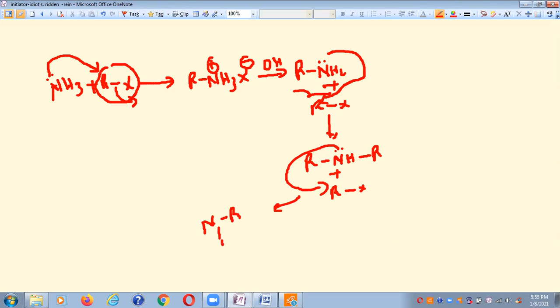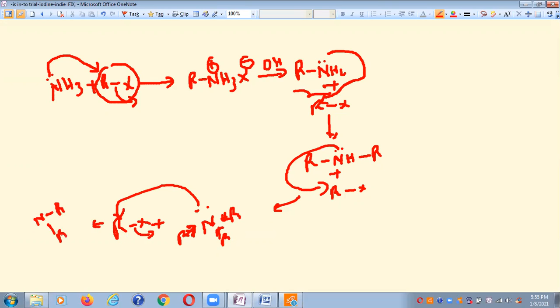Tertiary amines are more basic, because these alkyl groups on the nitrogen are plus I groups. This plus I group pumps electrons, so the electron density on the nitrogen atom increases. So it further reacts with one more alkyl halide, and thereby we get a quaternary ammonium ion. So when we take excess alkyl halide, we end up with the formation of a quaternary ammonium salt.